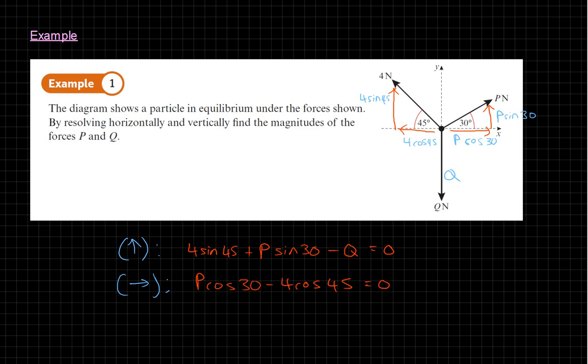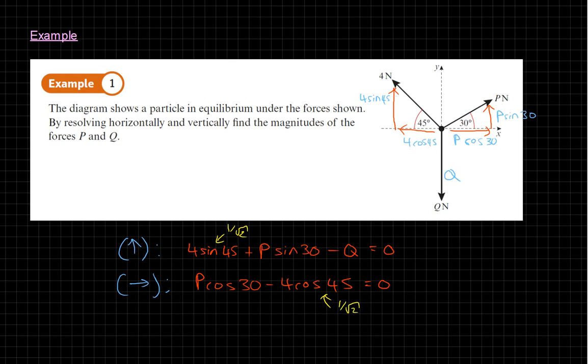Okay, and the rest is just simultaneous equations, really. You do hopefully know what sine 30 and sine 45 are, and cos 30 and cos 45 are as actual values. So remember, sine 45 and cos 45, they're exactly the same thing, 1 over root 2.